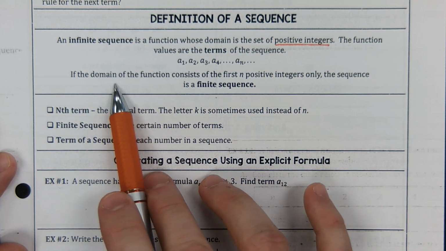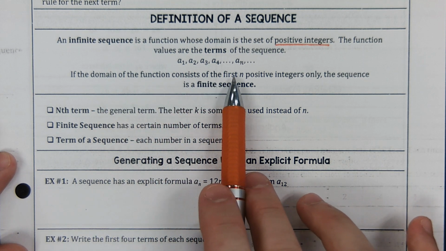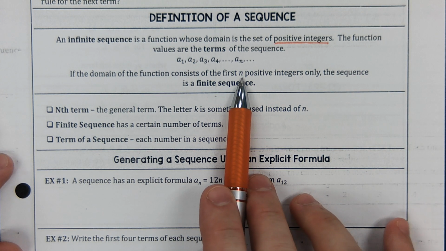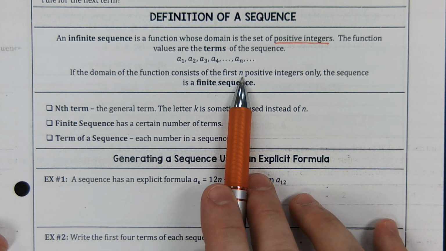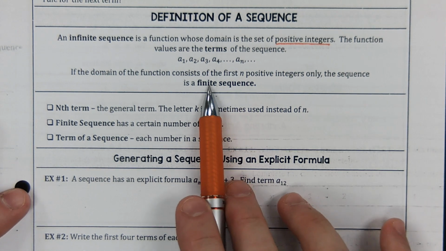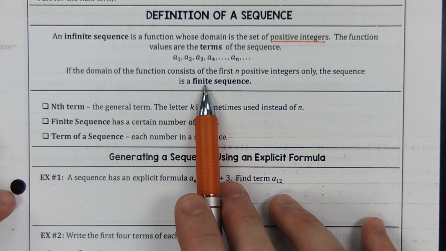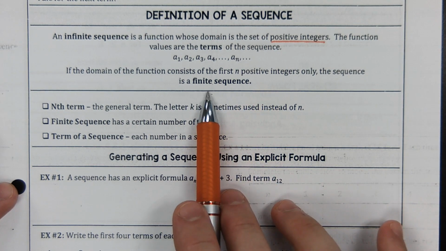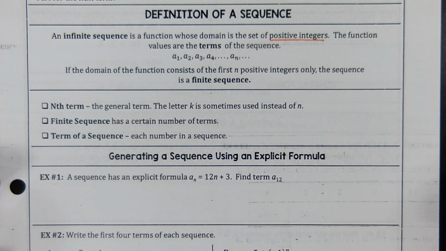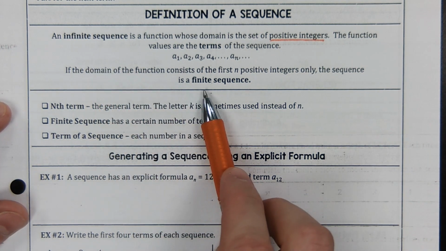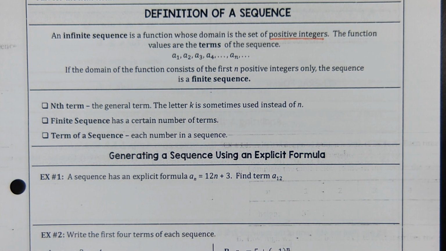However, if the domain of a function consists of the first n positive integers only, meaning you could actually give me a number, the first 100 positive integers. If you restrict the number of terms and say, oh, there's only going to be 50 terms, this is now a finite sequence because you could count the number of terms. So infinite means it never stops. Finite means it comes to an end. Again, something that's pronounced differently. It's infinite, finite. See how they're pronounced slightly different depending on the context?